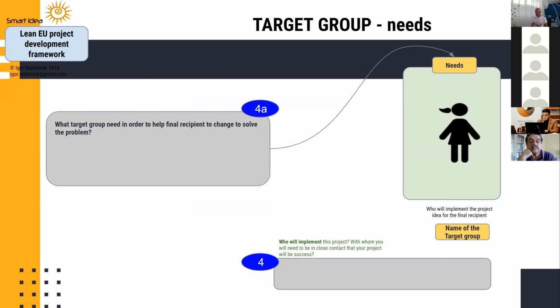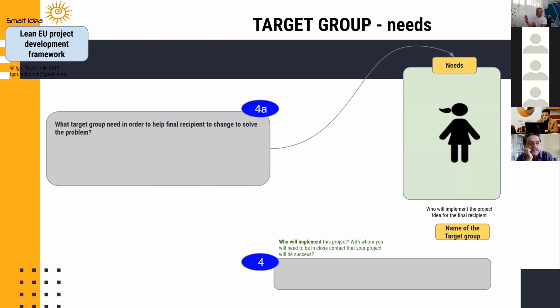Of course, you also need to say what the needs of your target groups are, of your teachers, what those teachers need, what skills they need to know how to persuade the kids to be more physically active. So what will help them to solve this problem. And also you need to say who will implement the project.